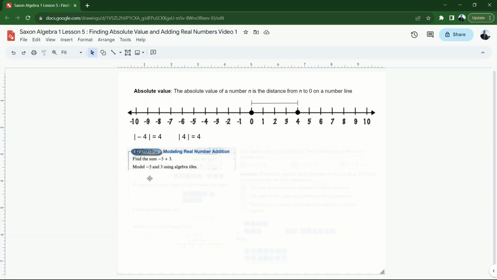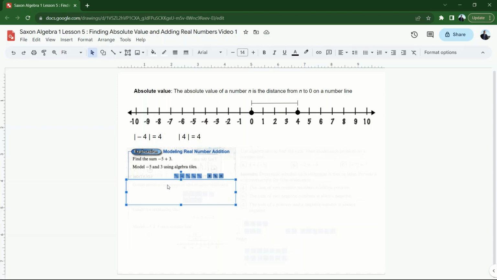Well, one way to do this is to model it using what are called algebra tiles. For every negative integer, for every negative part of -5, I'm going to list one negative algebra tile. Each one of those is like -1, okay? So -1, -2, -3, -4. Here I have -5 algebra tiles. And then 3 is a positive integer, so I'm going to give it 3 positive tiles, 1, 2, 3.